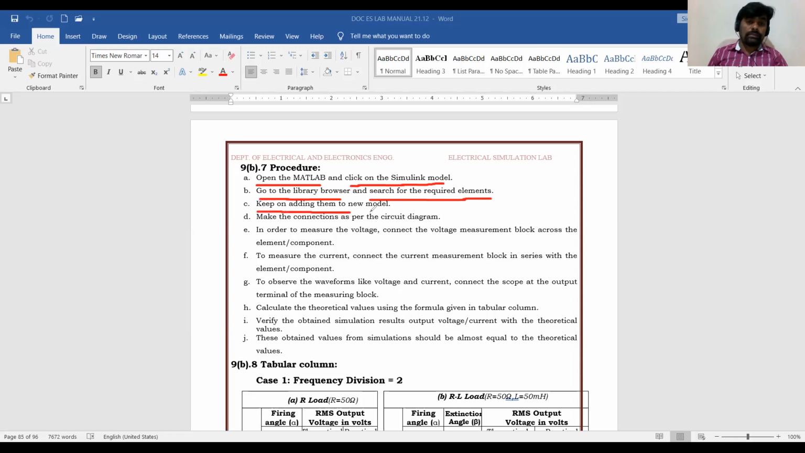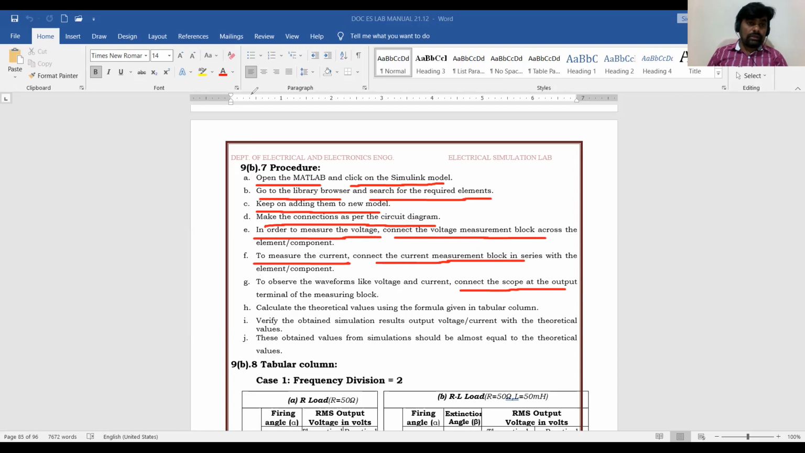So keep on adding them to a new model. Make the connections as per the circuit we have just now seen. In order to measure the voltage, we have the voltage measurement block across the component. To measure the current, we need the current measurement block in series with the element. And to observe the waveforms like voltage and current, use a scope at the output terminals of the measuring block, right?